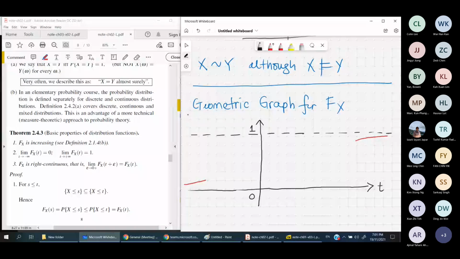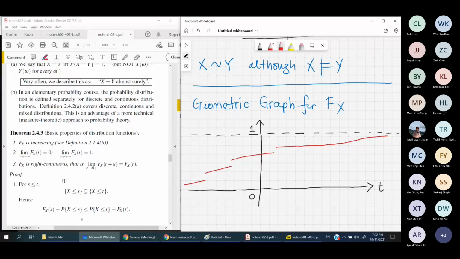And it is increasing, so that means it cannot be like this. It cannot be like this. So it's always going up. It's not necessarily continuous, so it can be going up like this. Go up, go up. Like that.